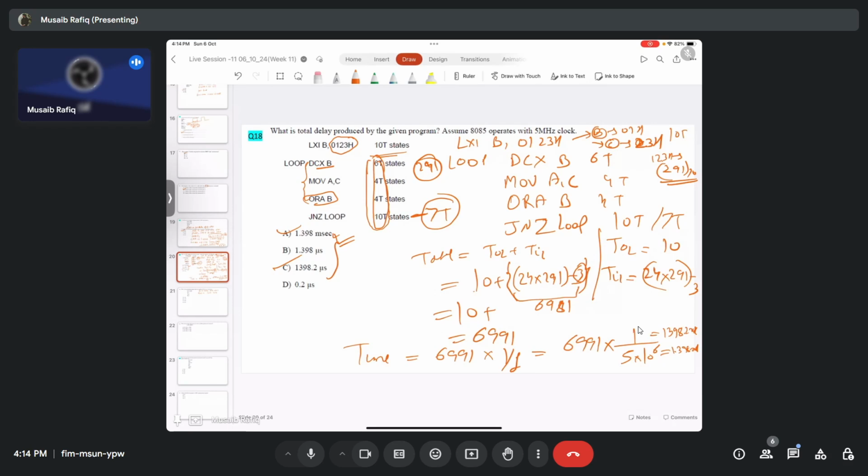T outside the loop was 10. So 6981 plus 10 is 6991. Then I multiplied it by the time period of the clock. So I got the answer.